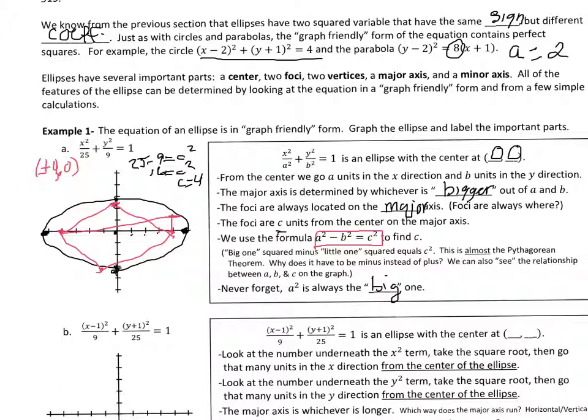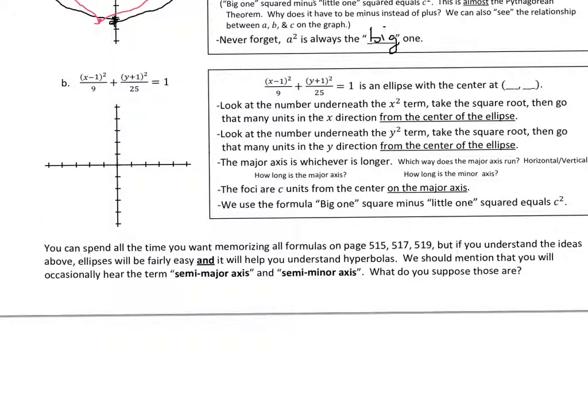All right, let's try another one. Part B now. Let's fill out the box first. Now we have x minus 1 squared over 9 plus y plus 1 squared over 25 equals 1. Now where's the center of this ellipse? At 1, -1. Good. The rules are the same, just like for parabolas, circles, all that stuff. It's all the same.